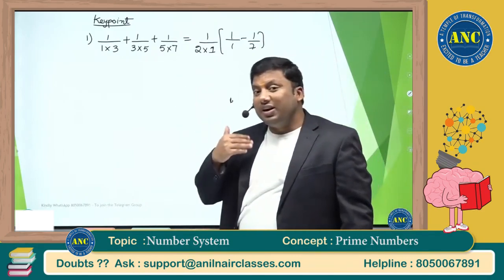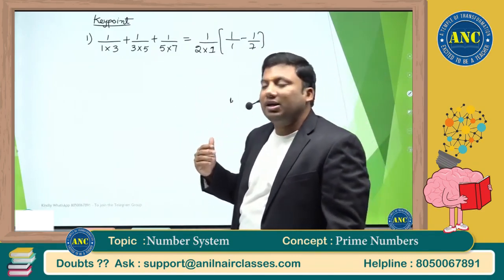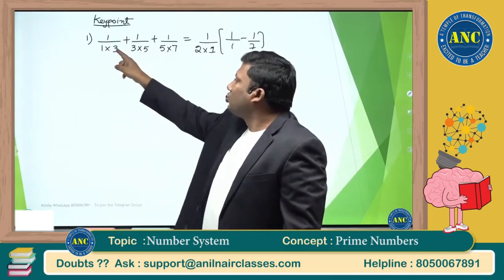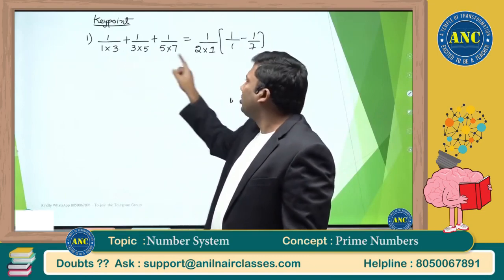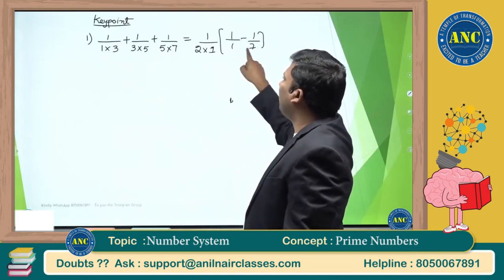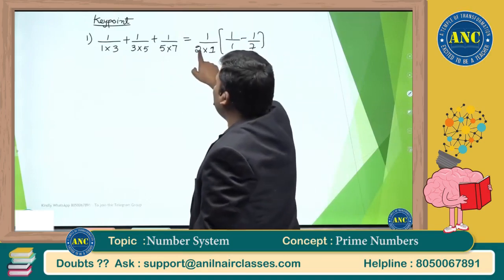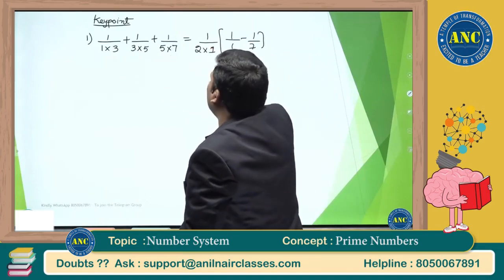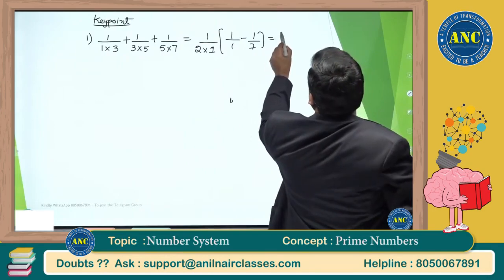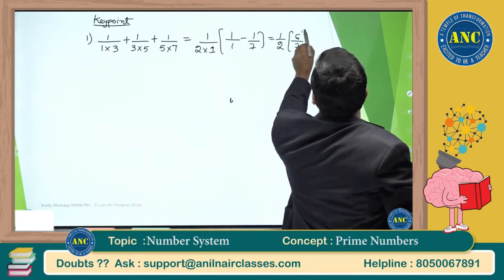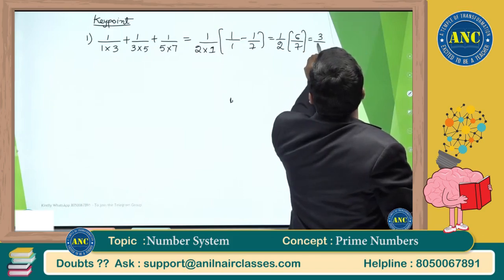This is something which we discussed in series part number 1. 1 into 3, 3 into 5, 5 into 7. Two numerical values should be condensed to 1. Write down the first numerical value, write down the last numerical value. 1 and 3 difference is 2. Two numerical values became one numerical value. These 1 by 2 into 7 minus 1 is 6, 6 by 7, which is 3 by 7.